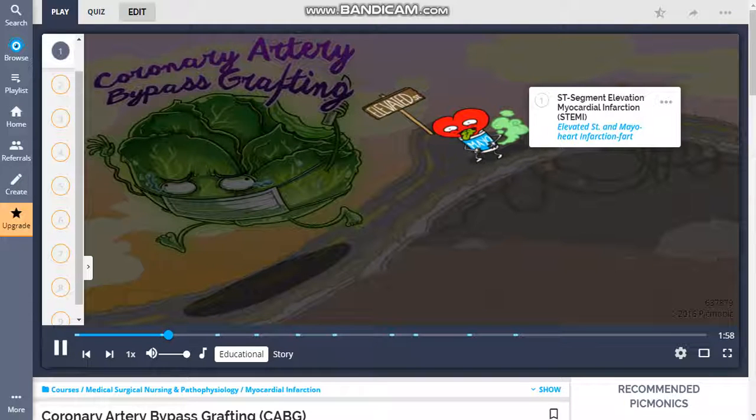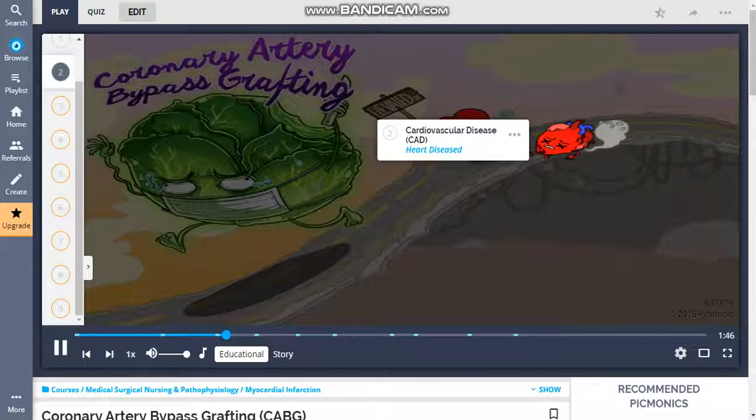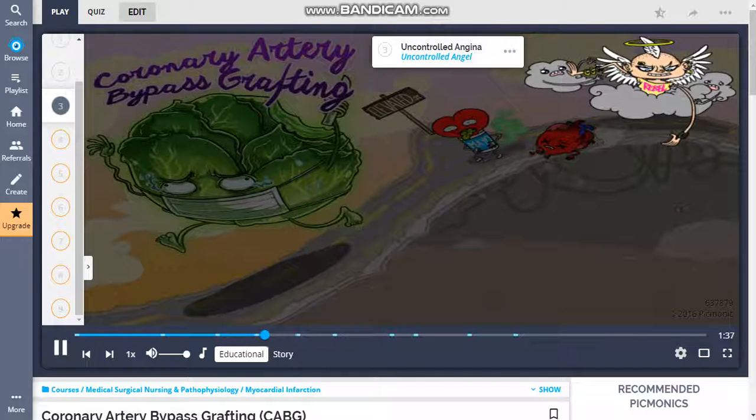Indications for this procedure include individuals with ST segment elevation myocardial infarction, or STEMI, shown by elevated street and Mayo Heart infarction fart. Although not a cure, CABG is considered palliative treatment for patients with cardiovascular disease, shown by the heart diseased. This procedure may also be used to treat uncontrolled angina not responsive to medical therapy, represented by the uncontrolled angel.